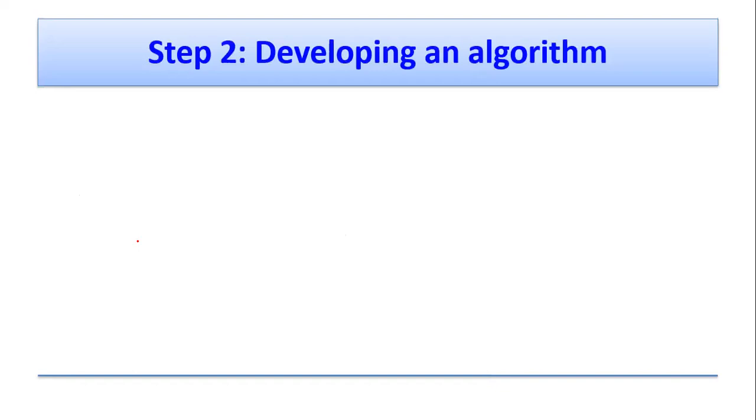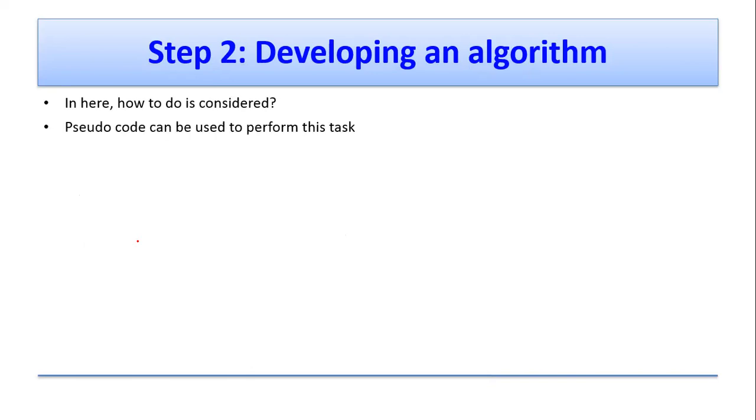Then in step two, we have developing an algorithm. Here, we have to consider how to do this. Using pseudocode or a flowchart, we can design the algorithm. If it is pseudocode, it starts from the word beginning. And then we have to keep some space, usually a tab space.